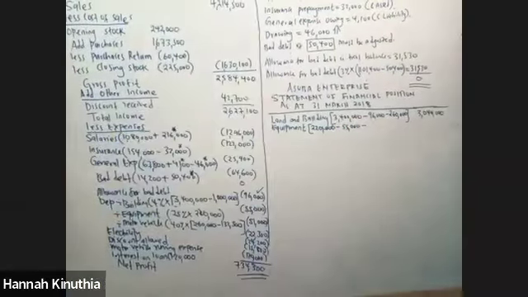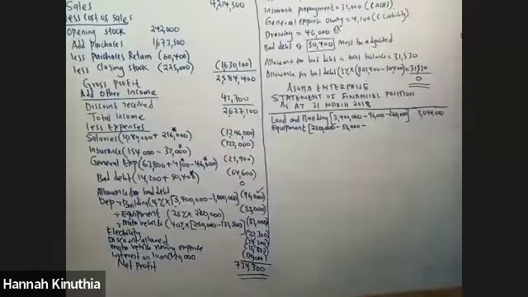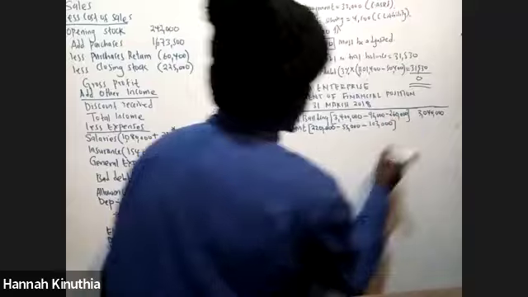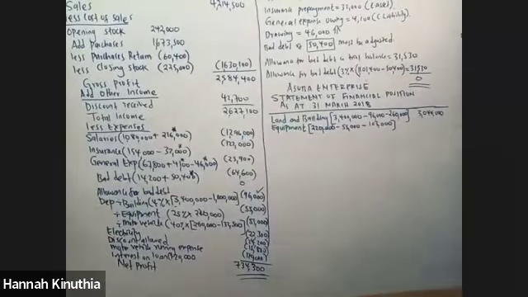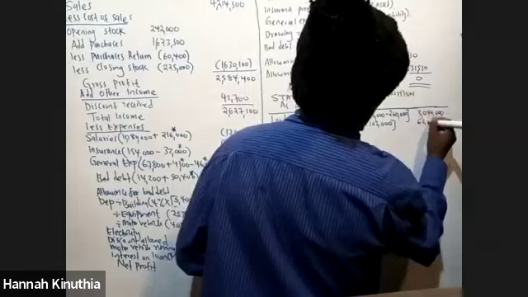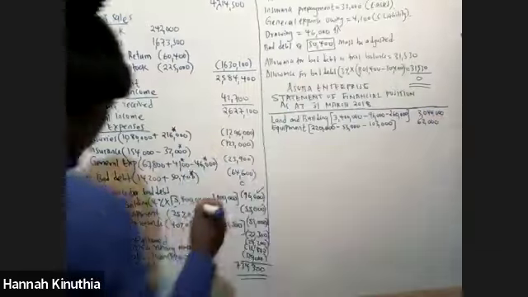Then the accumulated depreciation kwa swali ya equipment. Ya equipment ilikuwa ngapi? 103,000. Inakuwa ni 220,000 minus 55,000 minus 103,000. So that one is 62,000. We have any other non-current asset?